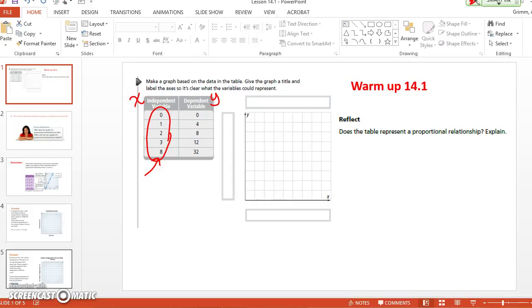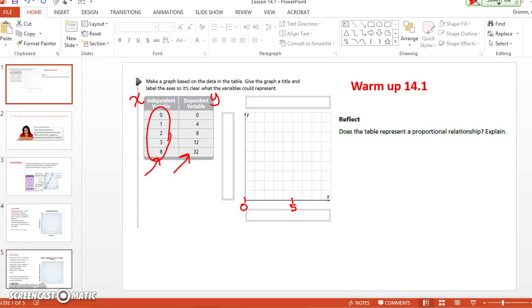So here, what I'm going to do is go 1, 2, 3, 4, mark 5, 6, 7, 8. Actually, I'm just going to do that. Okay, and then I have my dependent. My dependent always goes on my y. And then think about what I want to count by there. What would I want to count by there?